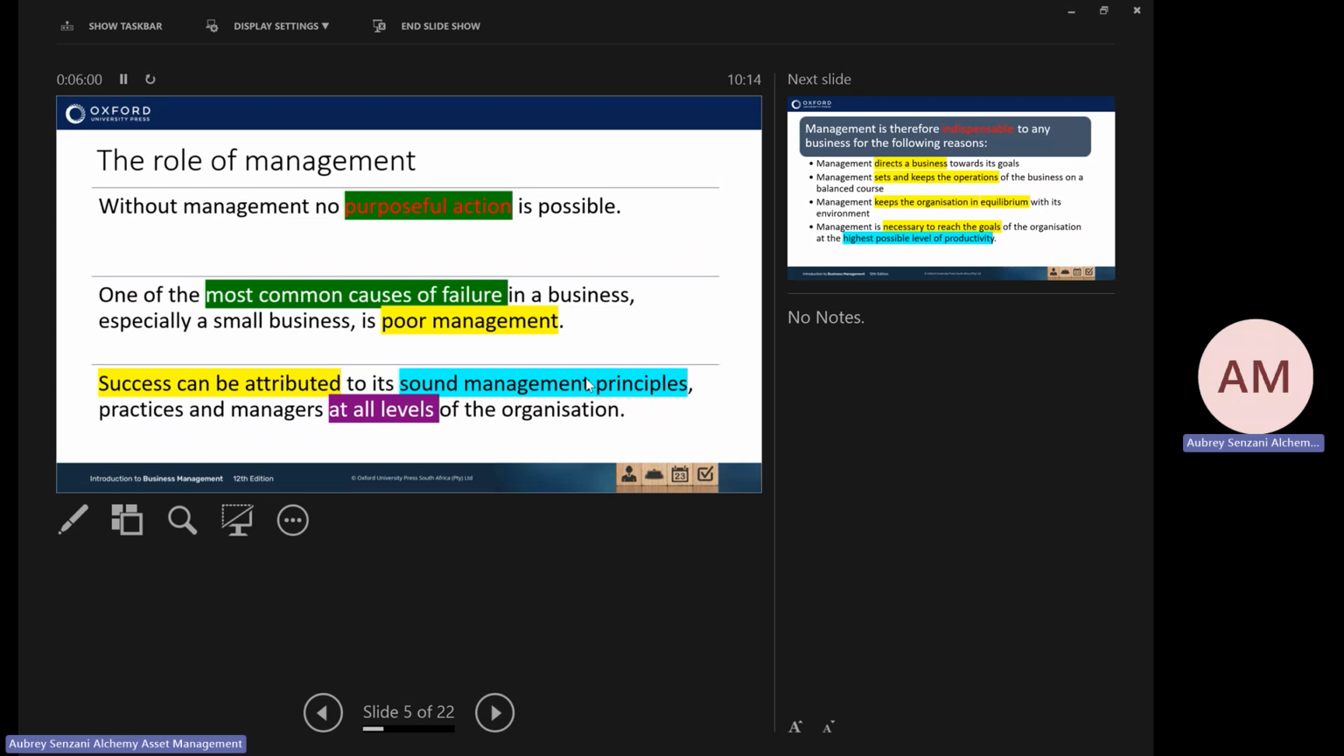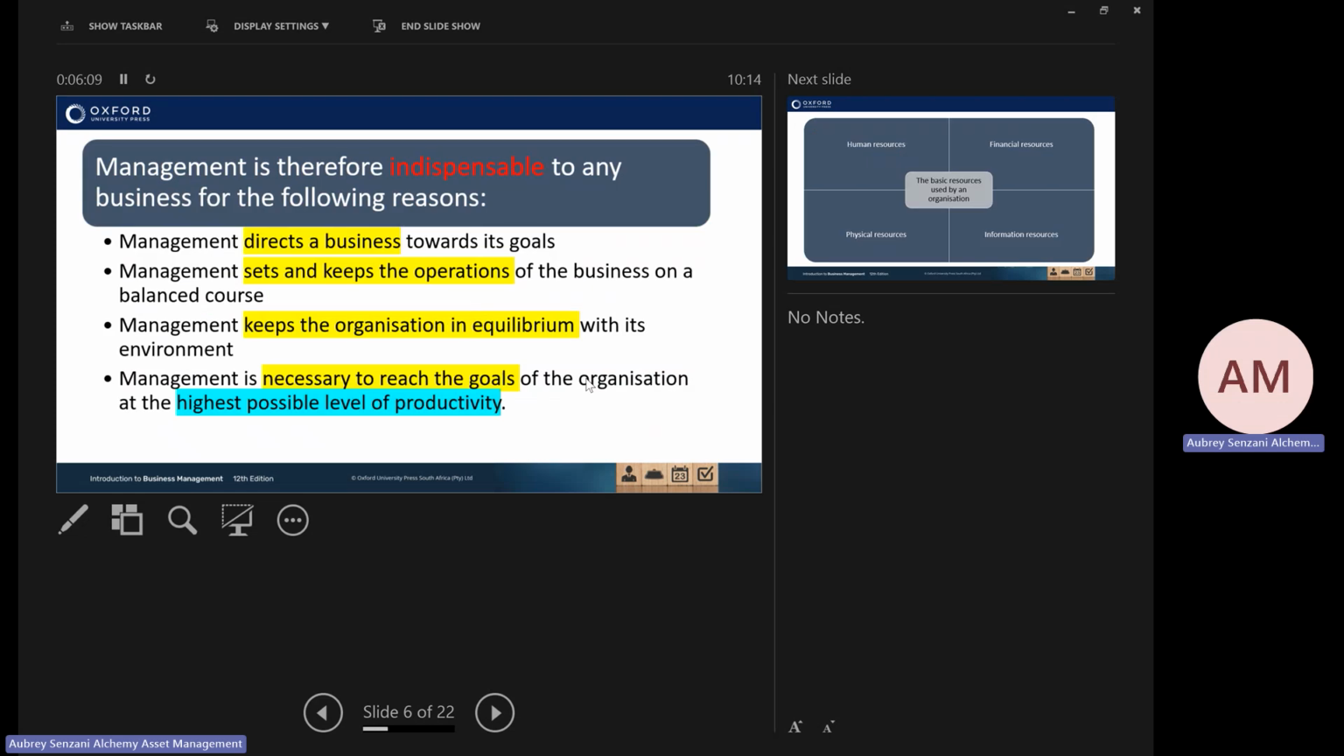Going on, success can be attributed to sound management principles, practices, and managers at all levels of the organization. And this is why companies always want to set a culture so that despite your role, despite what manager you are and where your hierarchy is, you're still seeking excellence, still demanding the very best. We're all steering in the same direction. Then here they say management is therefore indispensable. Would you say management is indispensable? Would you agree that it is indispensable?